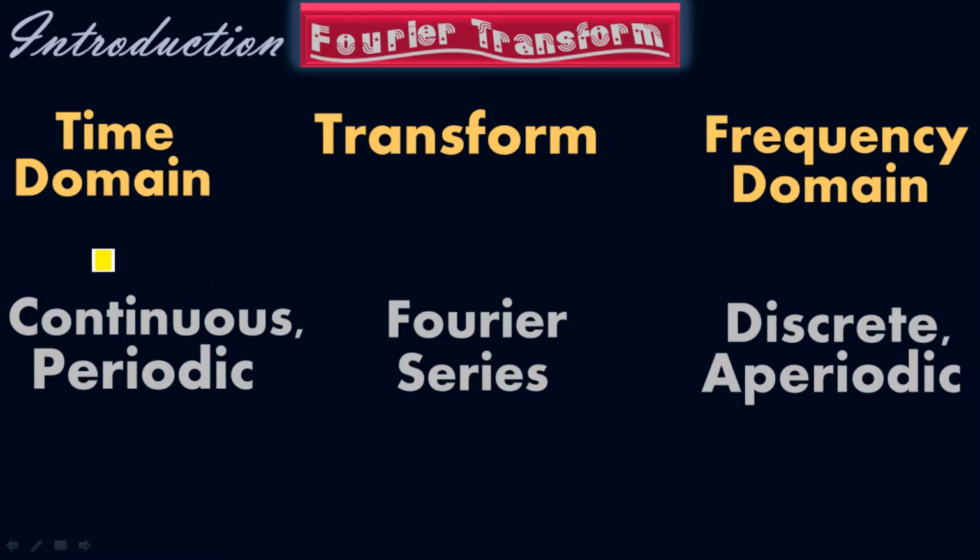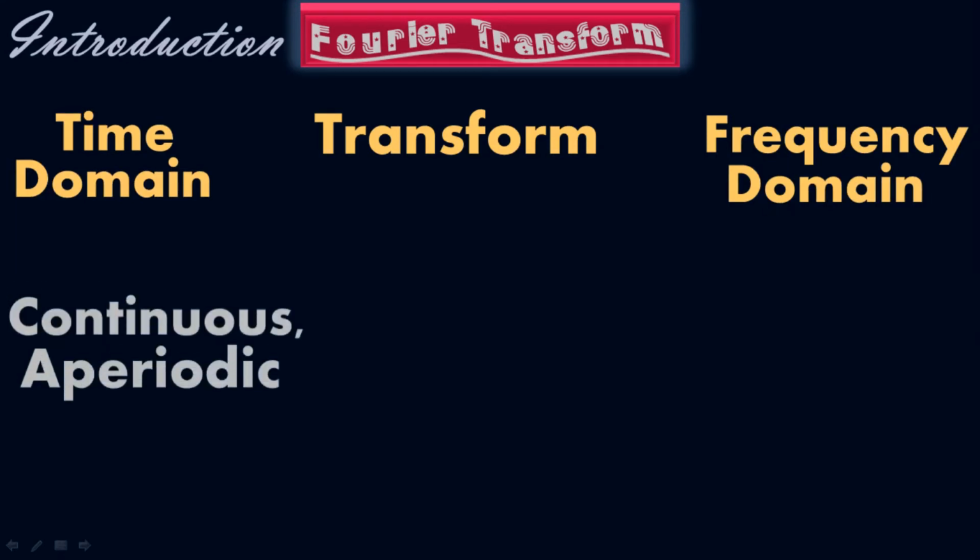Now when we change this signal from time domain into frequency domain, what do we get? We get it in discrete form and in aperiodic form. Look, by using Fourier series, frequency domain is the other way around of the time domain. In time domain, the source signal was continuous and periodic, but after transformation by using Fourier series, we get the signal in discrete form and also in non-periodic form in frequency domain.